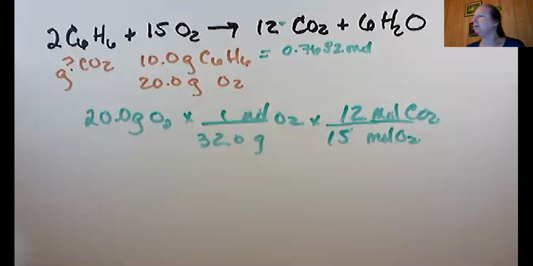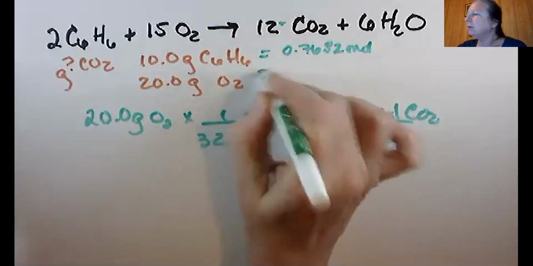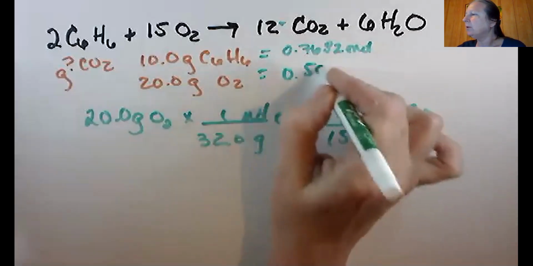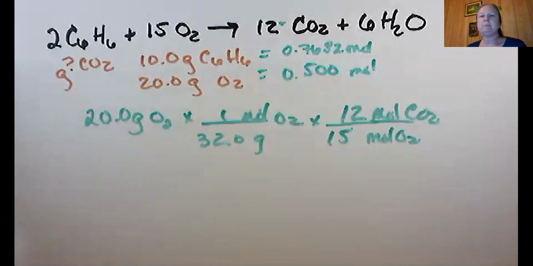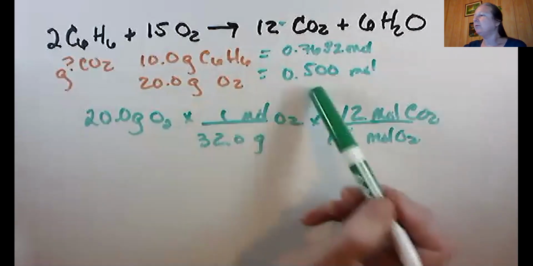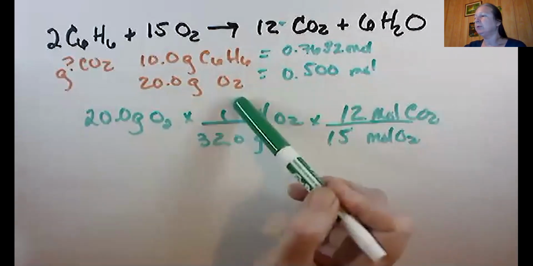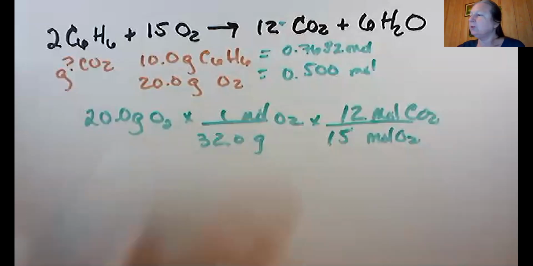So it's 20 times 12 equals, divided by parentheses 32 times 15. That's some big numbers. Equals. So I get 0.5, but of course it's not 0.5, is it? 0.500 moles. So what's my limiting? It's the one that makes less carbon dioxide. Because once I've made 0.5 moles of carbon dioxide, my oxygen is gone. So this is my limiting.